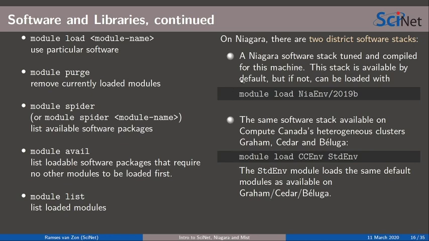So if what you need is in the default stack, you don't have to do any of this. You can forget about the right side and you just focus on the left side. So suppose that's what we want. Oh, and on Mist, we have yet another stack, but that is because it's a different architecture. But it works the same way. The module commands are the same.